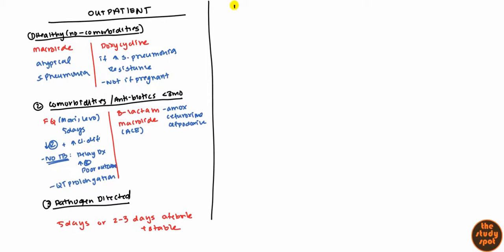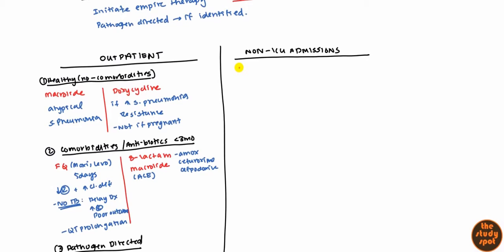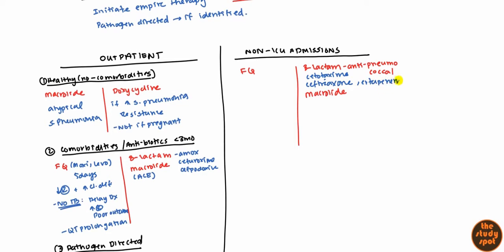Now, inpatient, you have the non-ICU admissions and we have ICU admissions. Non-ICU admissions, you treat them like an outpatient with comorbidity. So you give them fluoroquinolones, or you give them an anti-pneumococcal beta-lactam and a macrolide. Generally the ones you can give are cefotaxime, ceftriaxone, or even ertapenem as well. And with fluoroquinolones, it's the same ones, moxifloxacin and levofloxacin.